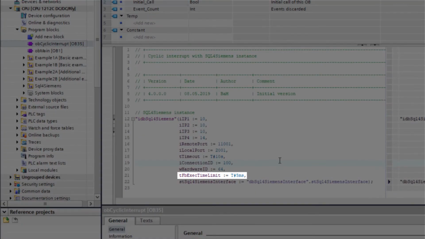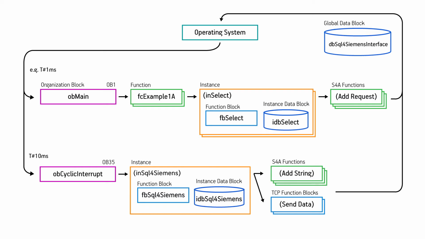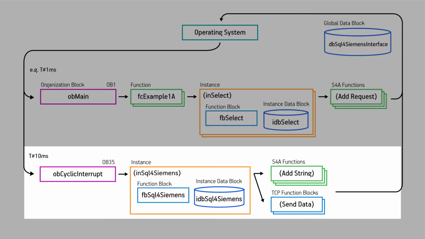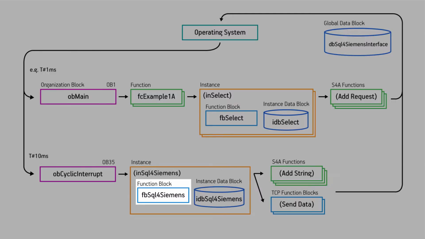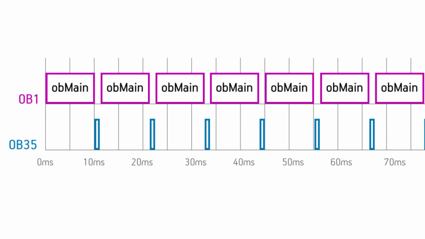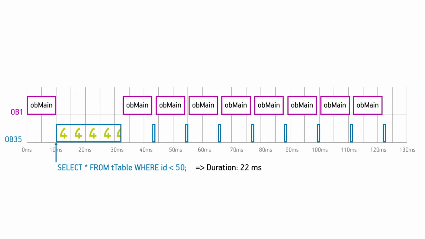If you remember from before, our PLC is continuously cycling through the main OB, but every 10 milliseconds it gets interrupted by the cyclic interrupt block. That's where our S4A function block is. And it won't return until after it's finished with that one. So if you don't have any requests at the moment, it won't take long, and switch between these two blocks at regular intervals. But now every time we do send a request, the PLC will stay longer at the S4A block, for example 22 milliseconds.